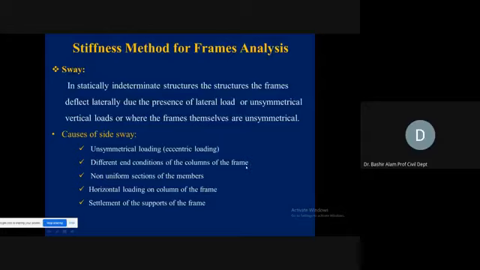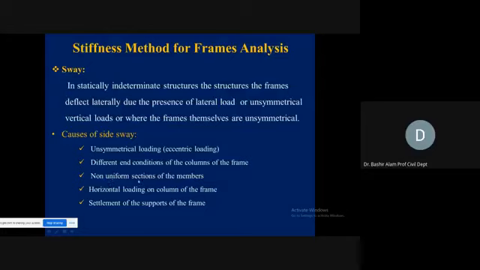Second, different end conditions of the columns. We have a frame with two columns and one beam. At one end we have a hinge support, at the other we have a fixed support. So it is unsymmetrical regarding the support condition. What will happen? Chances are there that it will have lateral displacement. So you will be looking for different end conditions, and for the symmetry of the loading. If it is unsymmetrical, then there will be side sway.